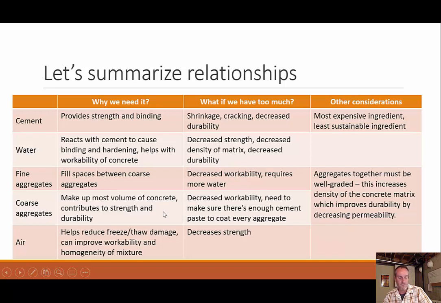And for the coarse aggregate, almost the same idea. This takes up the bigger volume of the concrete. Also decreased workability if I have too much coarse aggregate or just too much aggregate in general. We do have to be cautious of how much cement paste we're going to need to make sure it covers all of our aggregate if we have too much coarse aggregate. And as we said, we want this to be well graded, so it increases density, improves durability, decreases permeability. We also said it helps keep the segregation of particles from happening.